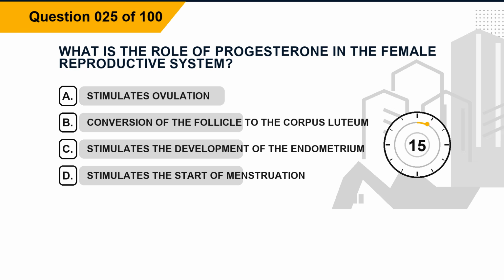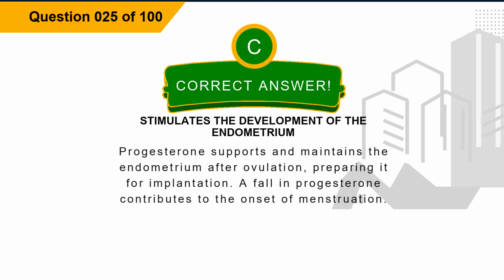Question 25. What is the role of progesterone in the female reproductive system? Option A, stimulates ovulation. Option B, conversion of the follicle to the corpus luteum. Option C, stimulates the development of the endometrium. Option D, stimulates the start of menstruation. The correct answer is option C, stimulates the development of the endometrium.